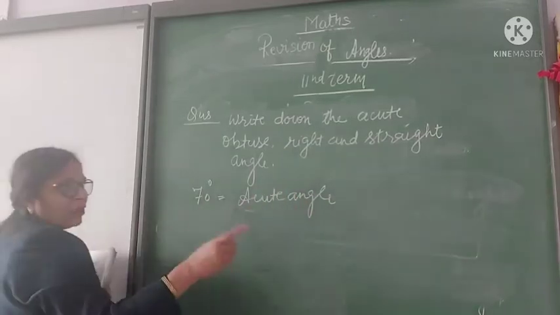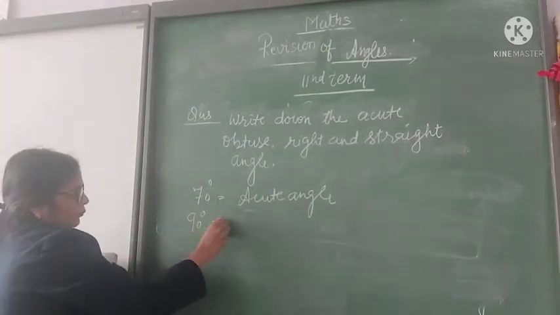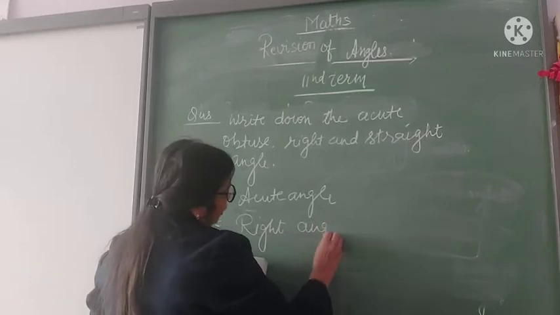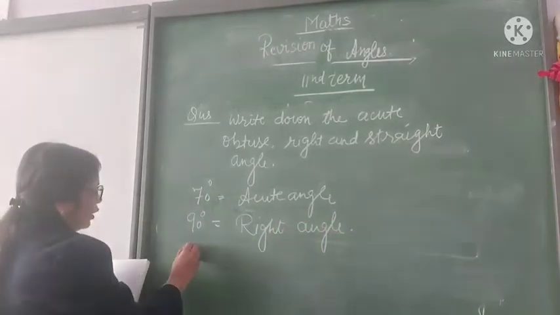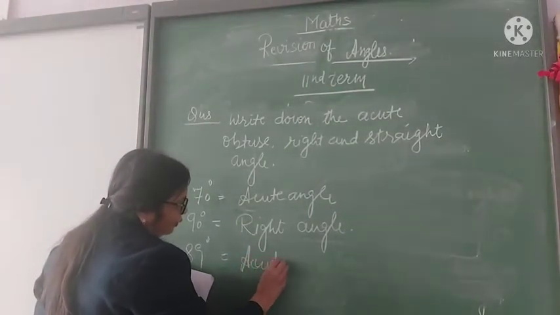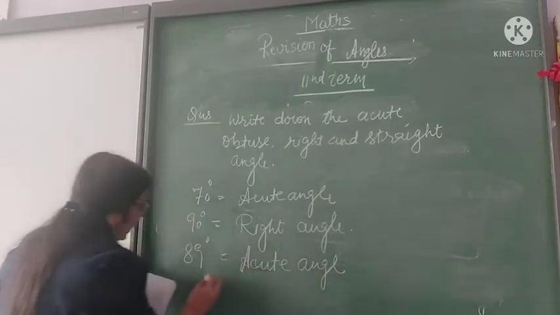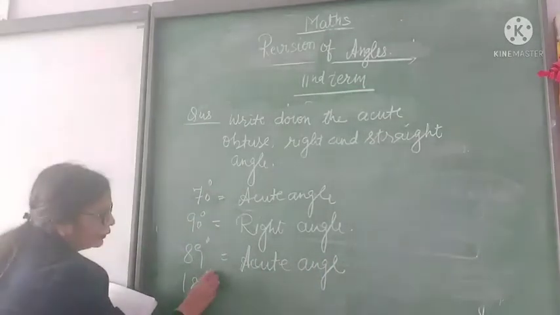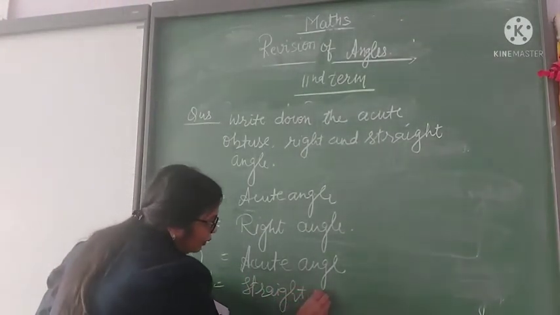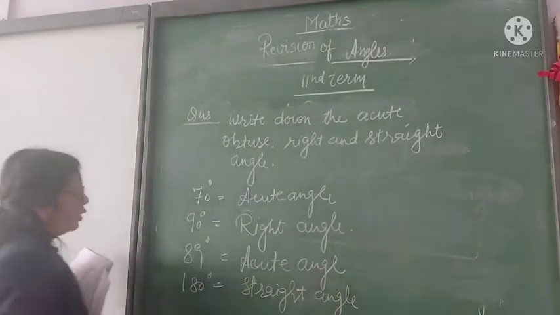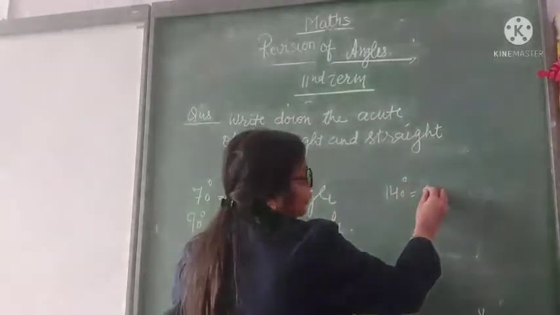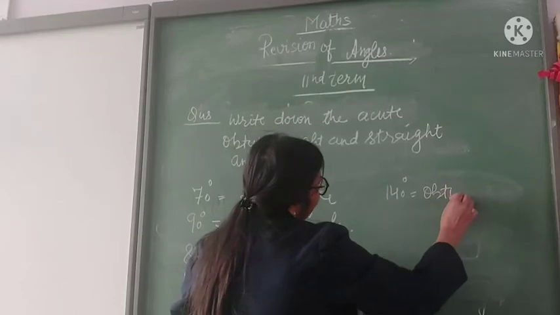Then, if I talk about 90 degree, 90 degree is a right angle. If I talk about 89 degree, again it is an acute angle. If I talk about 180 degree, children, it is a straight angle. 140 degree means, yes, it is an obtuse angle.